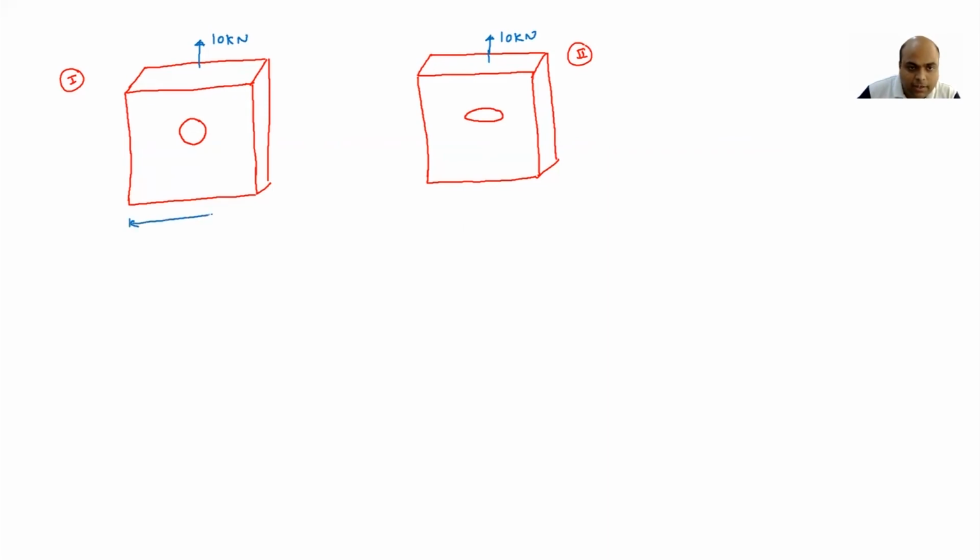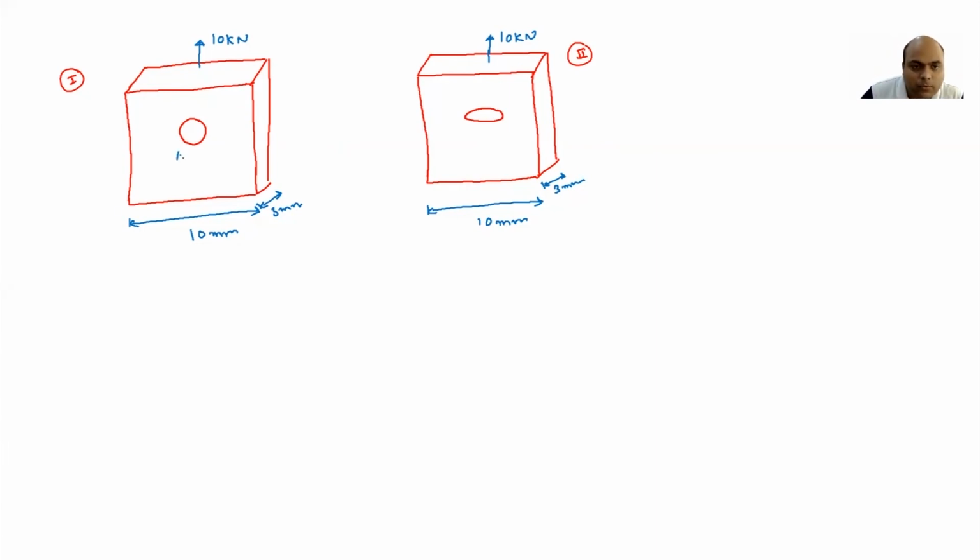The width and thickness remain the same in both cases. Let's say the width is 10 millimeter and the thickness is 3 millimeter. So I have a fixed applied load of 10 kilonewton, and I have fixed the dimensions also. Both are the same in both plates. The only thing I have changed here is the hole. In one case you have an elliptical hole, in one case a circular hole.